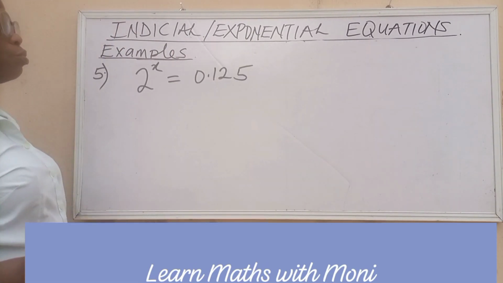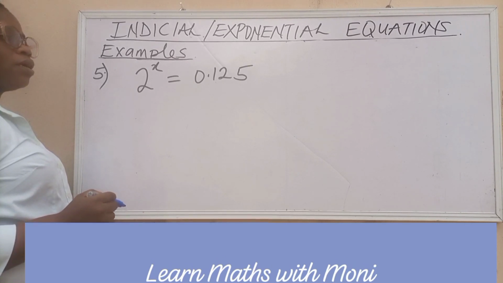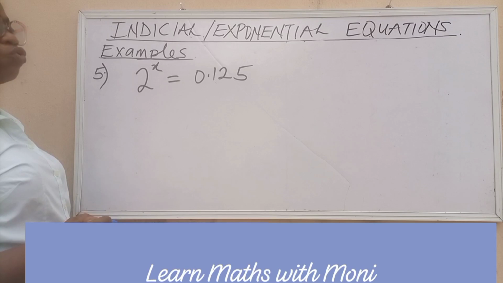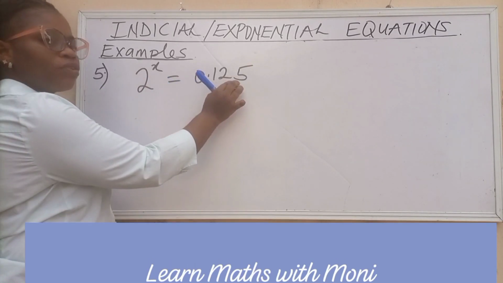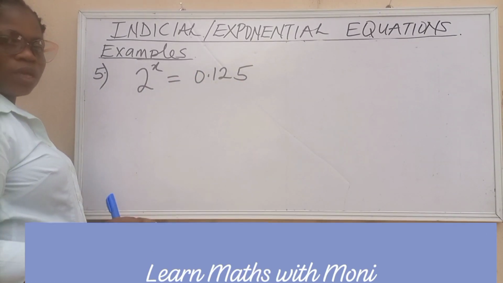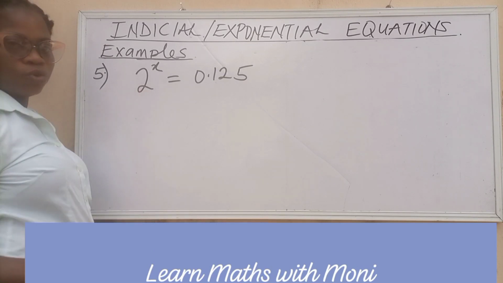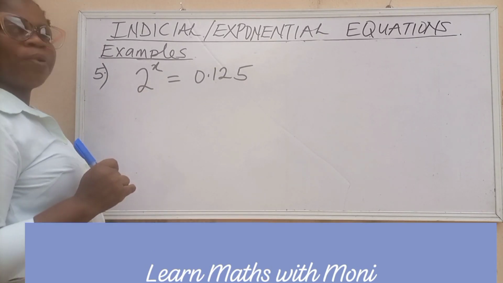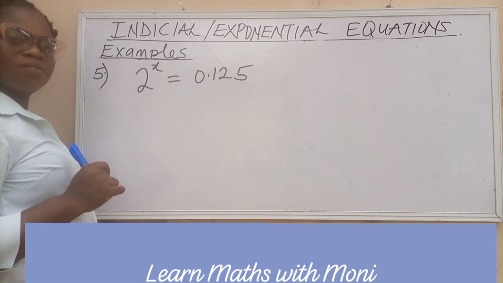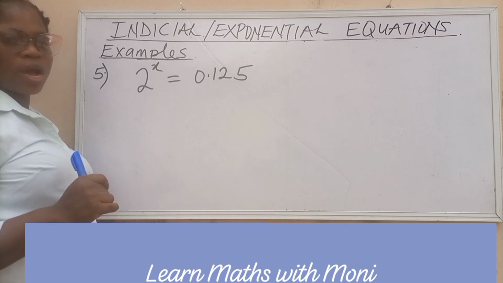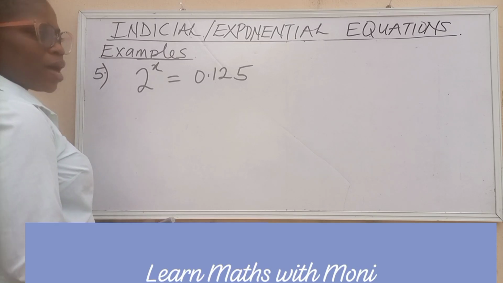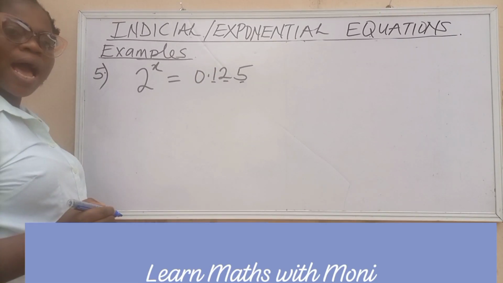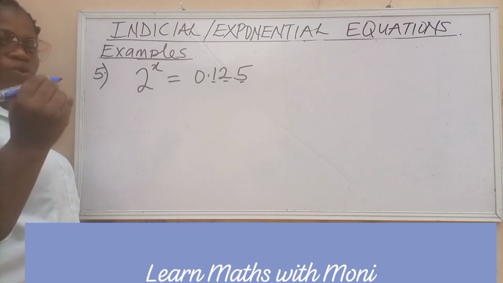We have 2 raised to power x equals to 0.125. We need to form 0.125 as powers of 2. So let's go gradually. Let me quickly take you back to the conversion of decimals to regular fraction. We have to convert 0.125 such that it will have a numerator and a denominator. Let's go.